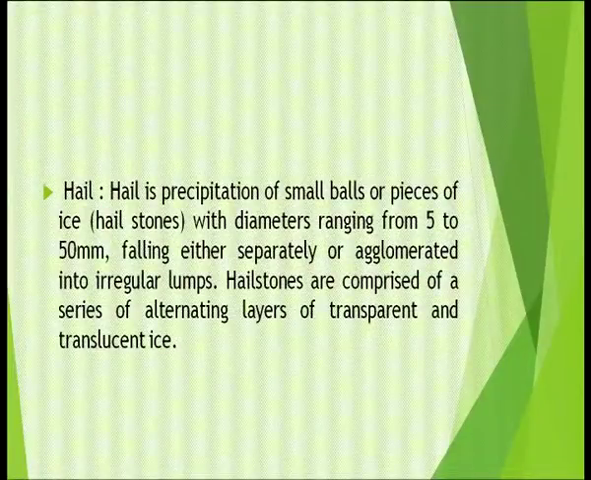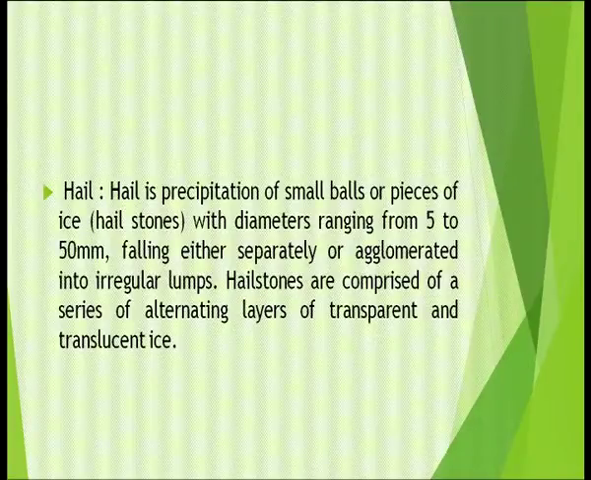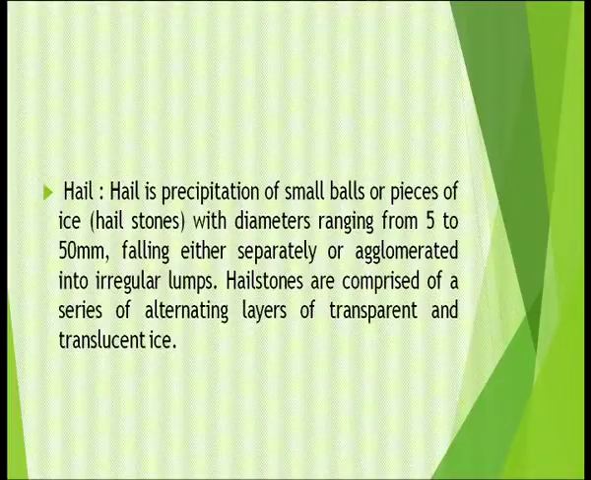Hail. Hail is the precipitation of small balls or pieces of ice with diameter ranging from 5 to 50 millimeters, falling either separately or agglomerated into irregular lumps. Hailstones are comprised of a series of alternating layers of transparent and translucent ice.